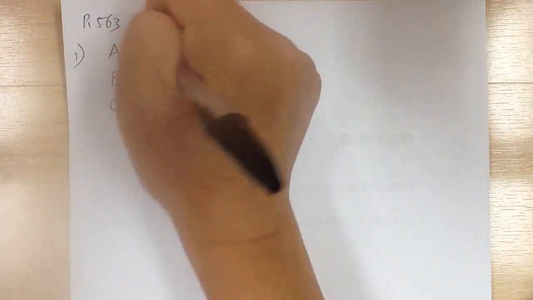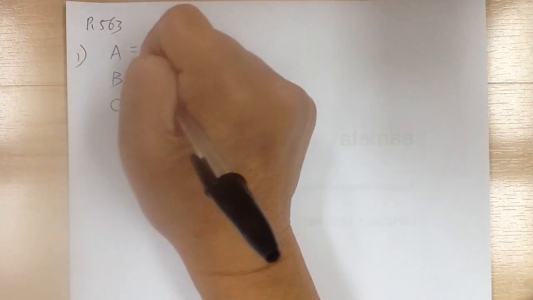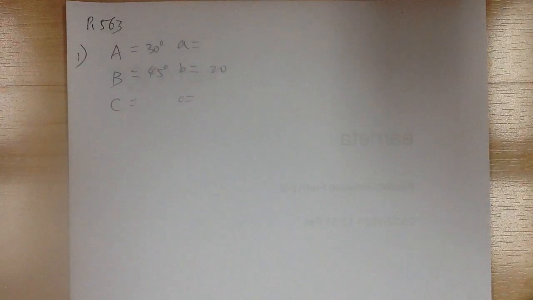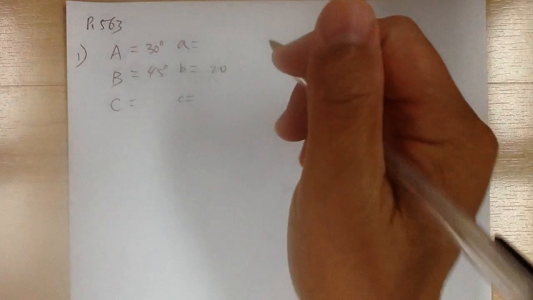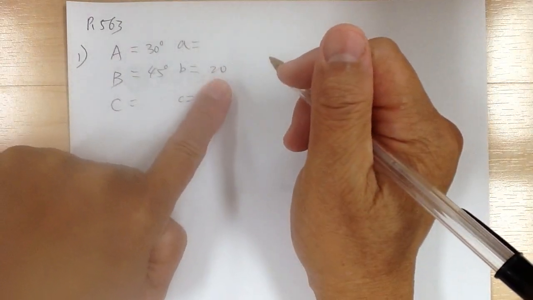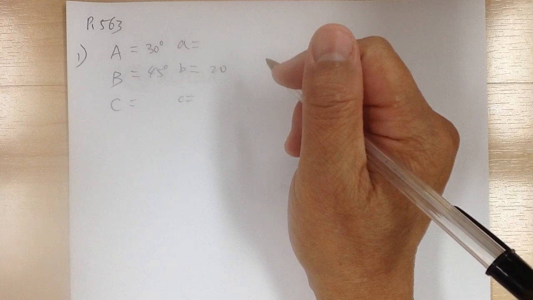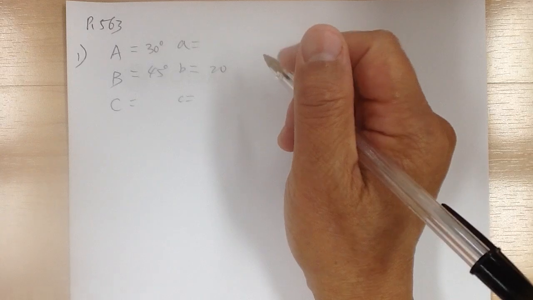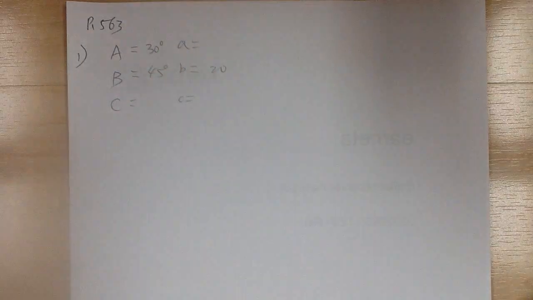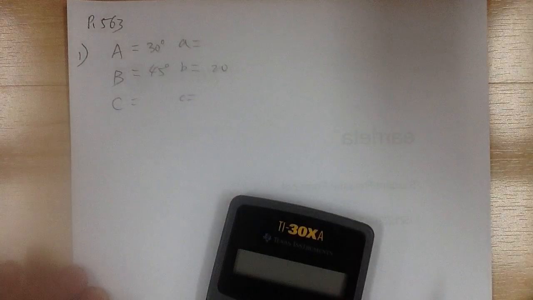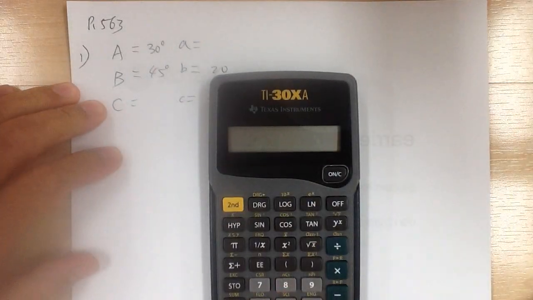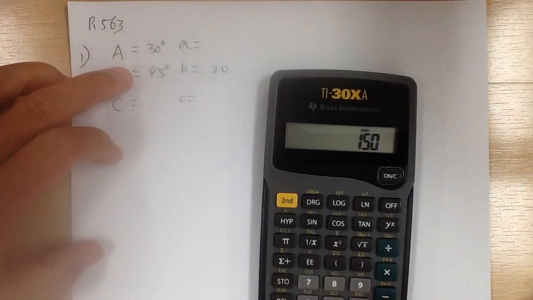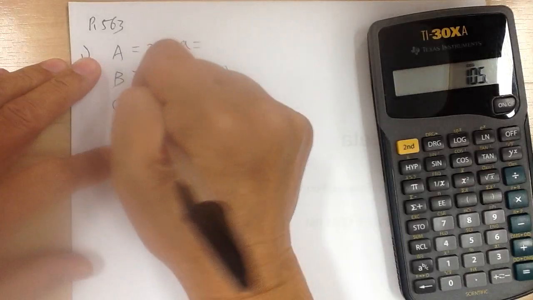Okay, so number 1, you got A equal to 30 degrees, B equal to 45 degrees, and small b equal to 20. So when one side is given, you probably want to go ahead and get the other side, so you can use the formula. But from here, let's go and get a third angle. So you get 180 minus 30 minus 45. This will give you 105 degrees.